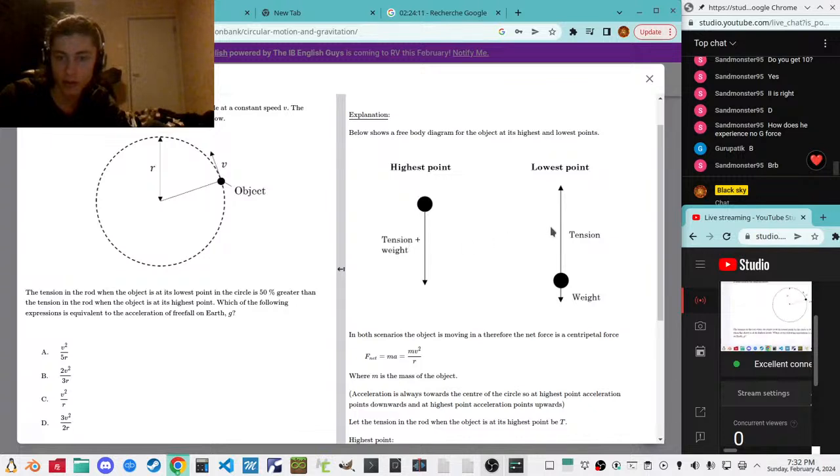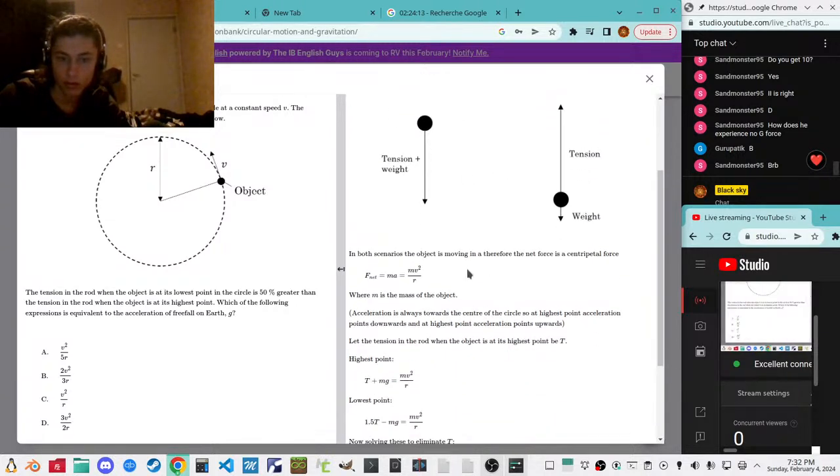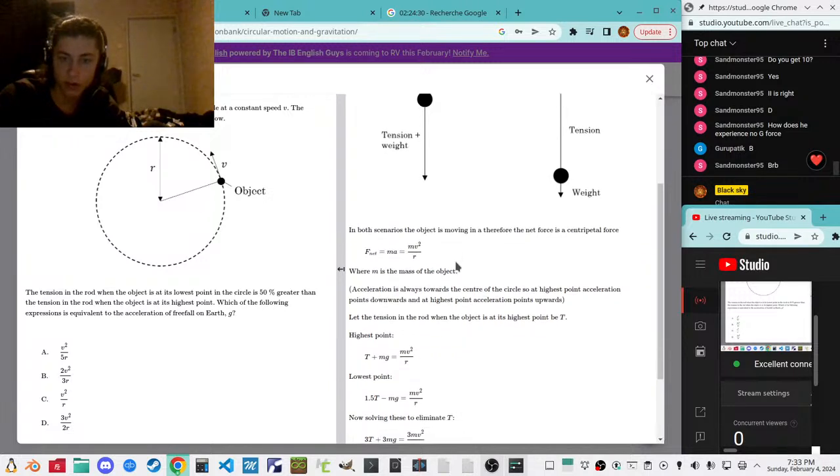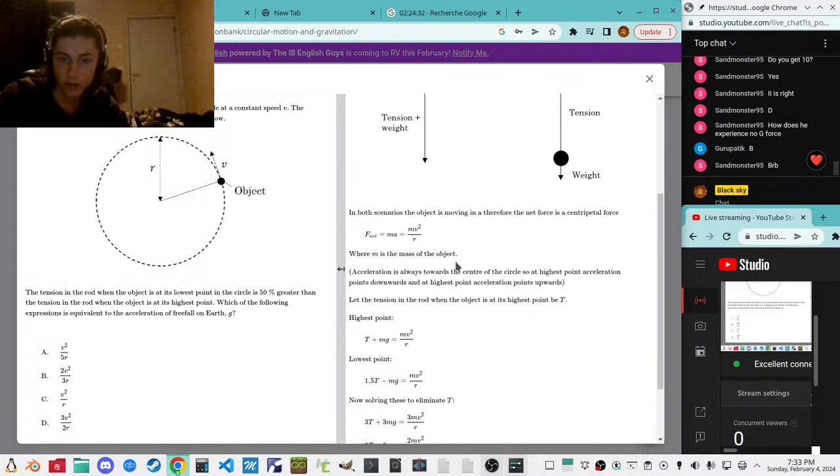Get weight plus the weight. In both scenarios, the object is moving in a circle, therefore the net force is the centripetal force, ma equals mv squared over r, where m is the mass of the object. Acceleration is always towards the center of the circle. So at the highest point, acceleration points downwards, and at the lowest point, acceleration points upward.